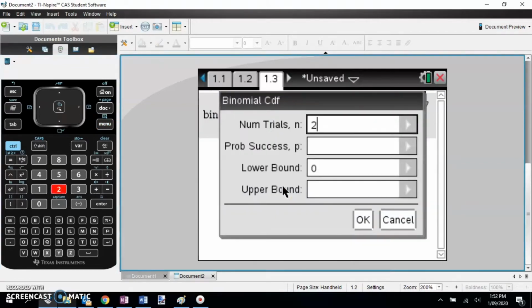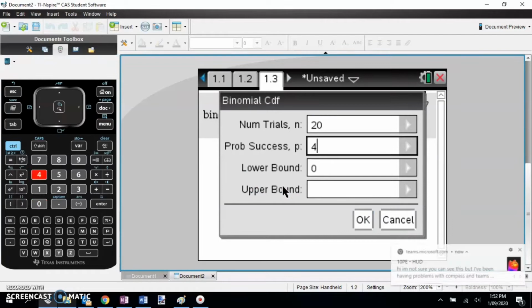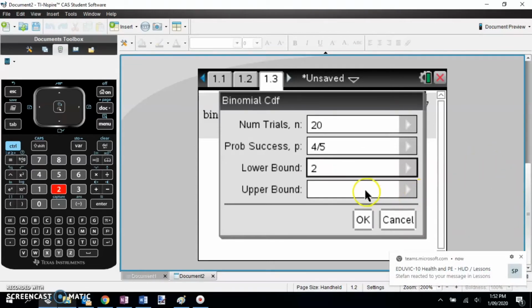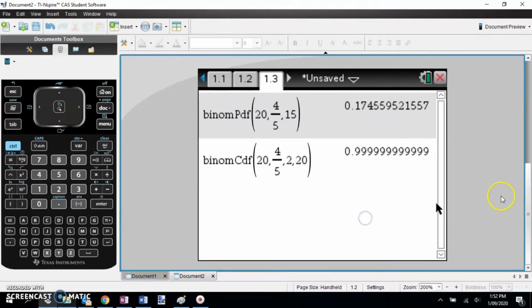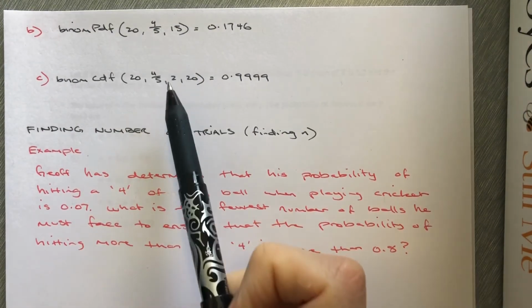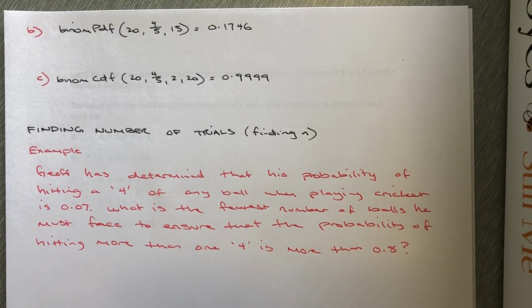Now we're having 20 trials. Chance of success is 4/5. Our lower bound is 2, and our upper bound is going to be 20. There we go. How easy was that? And how fast was that too? So there's the answers from our CAS for those previous 2 questions.